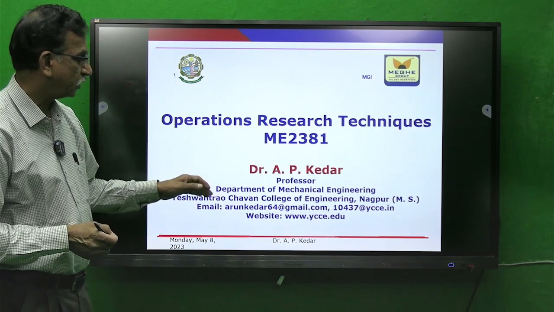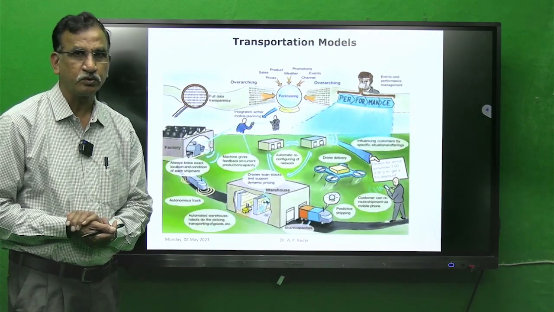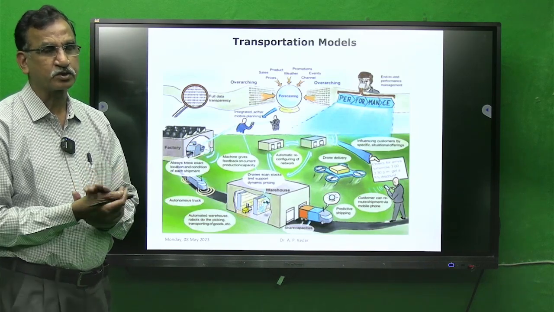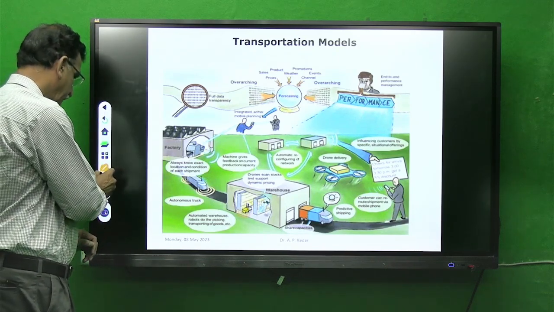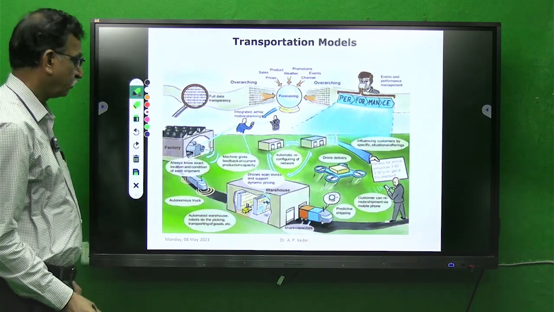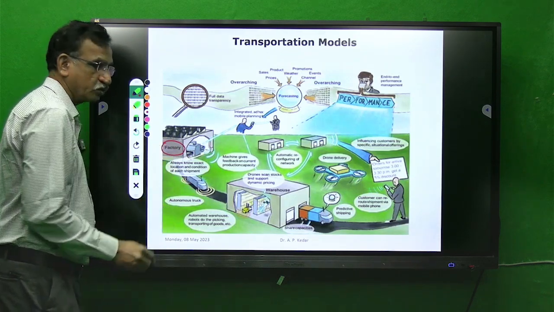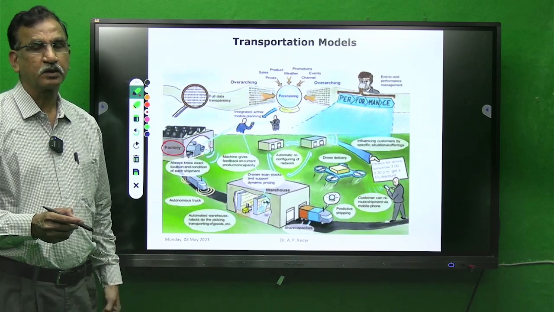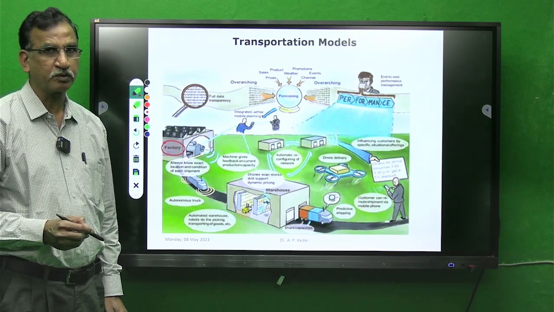Now, in this particular slide, which is visible to you on the board, some aspects related to transportation are given. I will explain those aspects. Now, we know this is the area where factory is written. So, goods are produced in the factory and the end user is the customer, a person who is using that particular product.